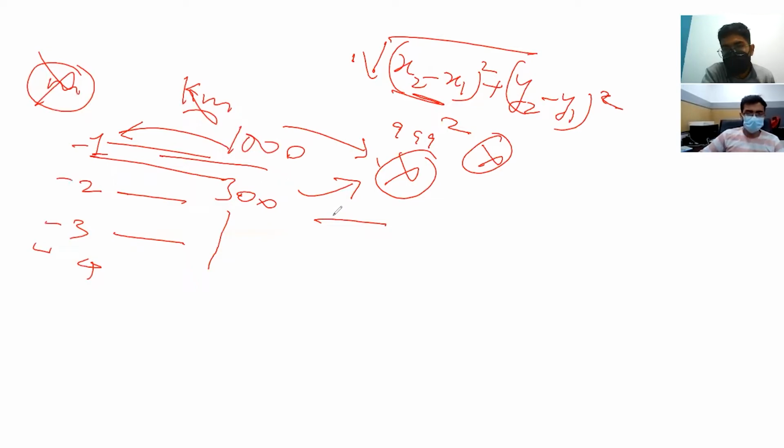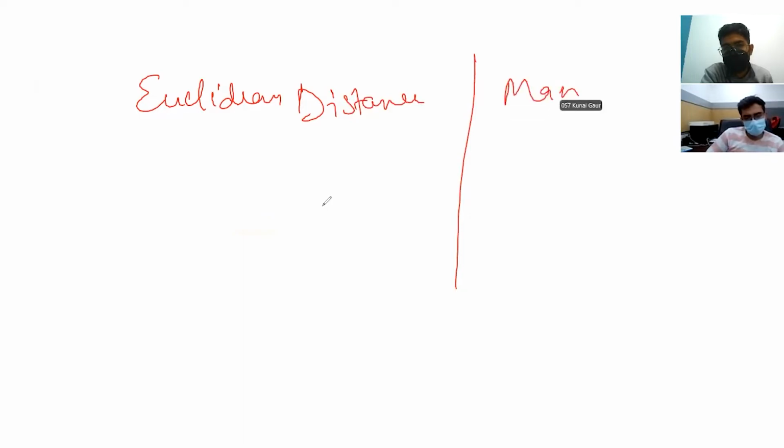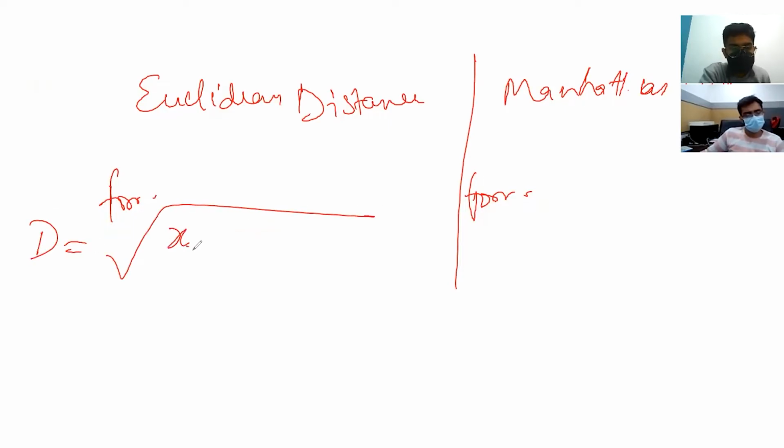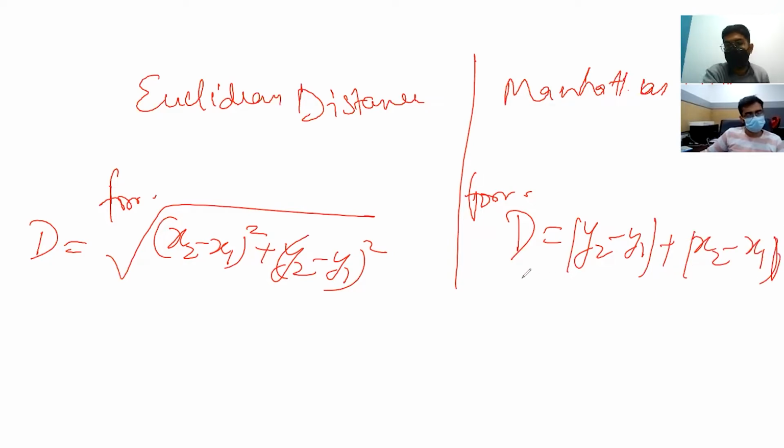Okay, done. Let's see something more exciting: Euclidean distance and Manhattan distance. I just want to know the formula of both. So the Euclidean distance formula is (x2 minus x1) whole square plus (y2 minus y1) whole square. This is the general distance formula which we all learn in younger classes. And Manhattan is slightly different. It's modulus of y2 minus y1 plus modulus of x2 minus x1. So this would be the formula for both of them.